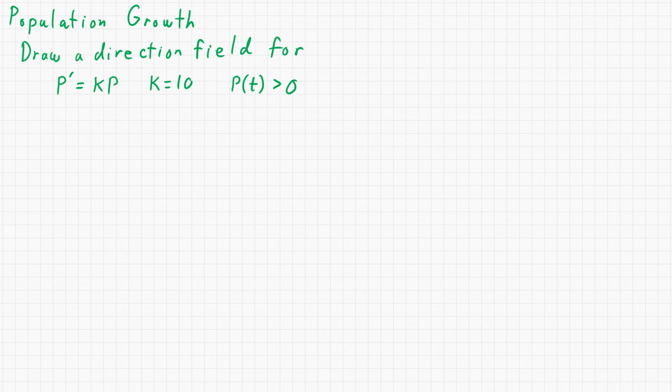Draw a direction field for population growth. So our equation for population growth is p prime equals k times p. We're going to use k equals 10 in this example, and we have p of t is greater than 0. All right, so we're going to say p of t is also in grams.